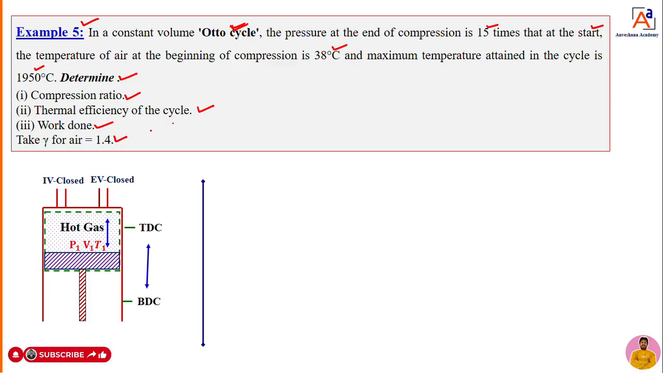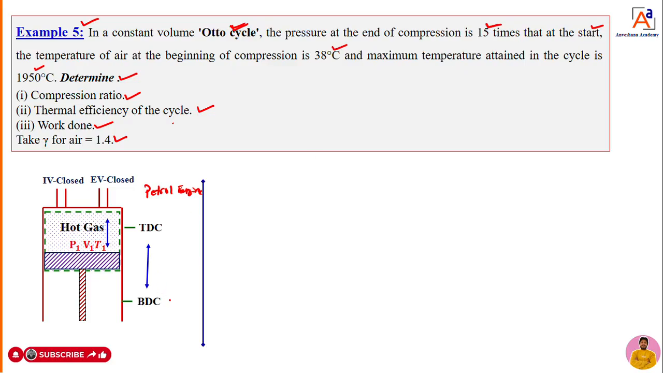Okay, so now what is he telling? He's telling there is an Otto cycle. You can take it as an Otto cycle, or you can call it a petrol engine. It works. Okay, fine. The first data he has given is that the pressure at the end of compression is 15 times that at the start.